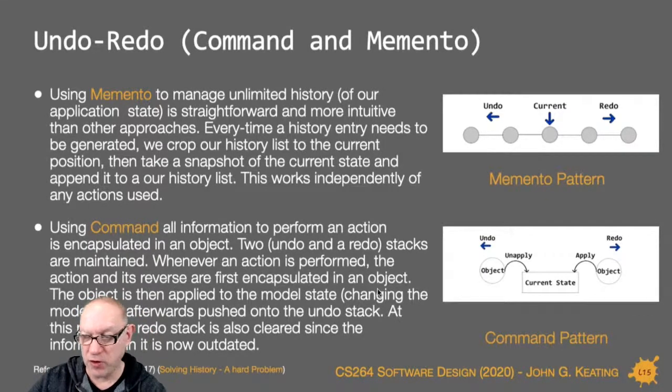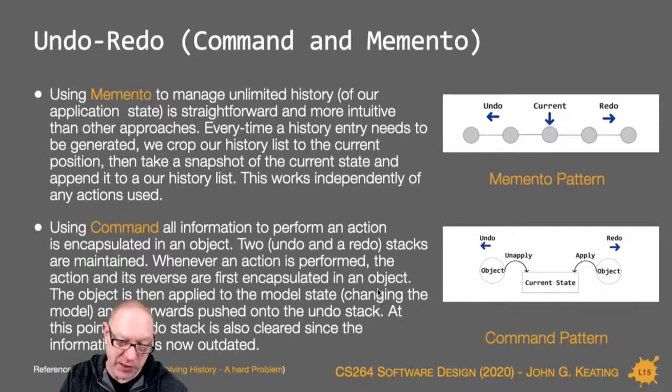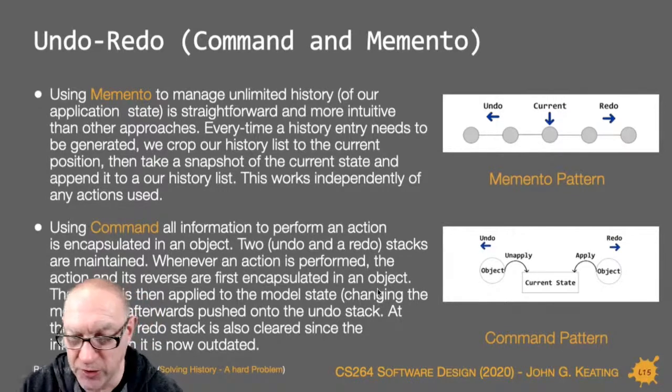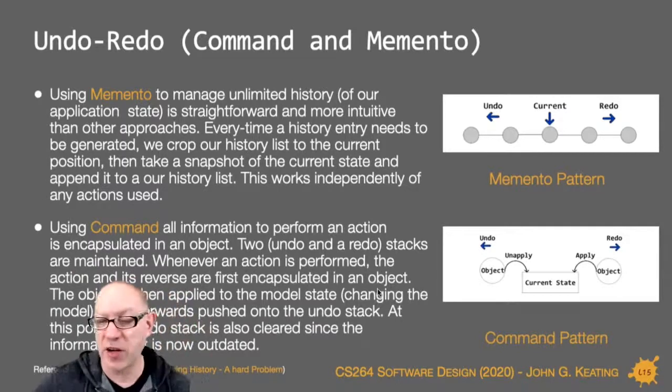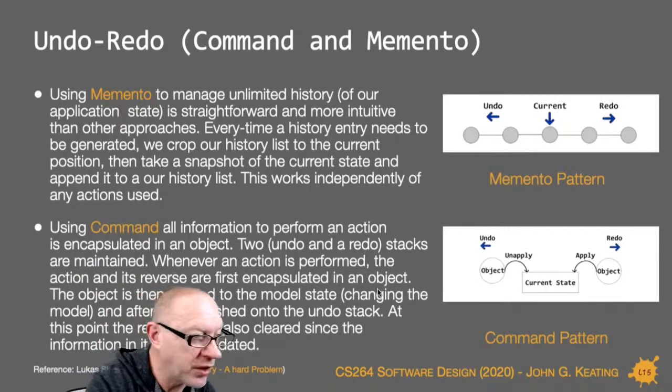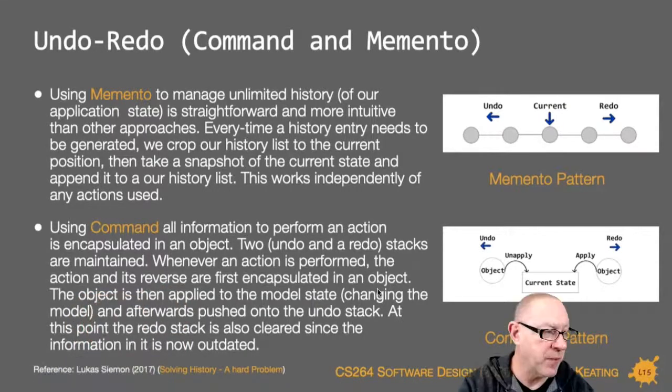So usually two stacks are maintained. Whenever an action is performed, the action and its reverse are first encapsulated into an object. So we know how to do this. Then the object is applied to the model state, which changes the model, and afterwards it is pushed onto the undo stack. And at that point, the redo stack is also cleared because the information is now outdated. That's how that works for us.